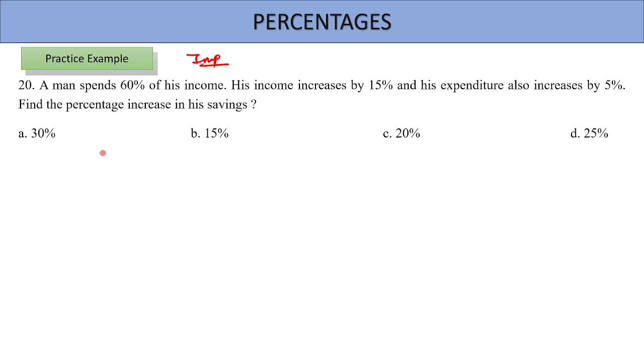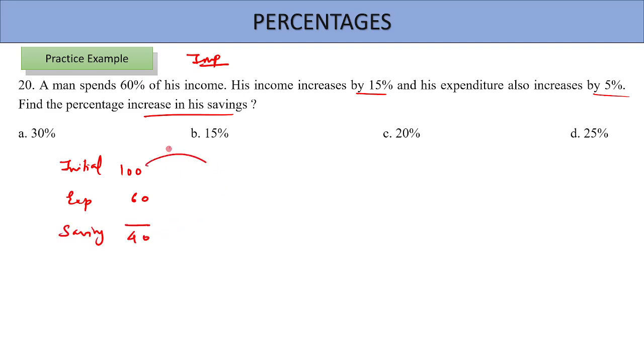A man spends 60% of his income. His income increases by 15%, and his expenditure also increases by 5%. Find the percentage increase in his savings. So let his initial income be 100. He is spending 60% of his income, and he is saving then 40 rupees.